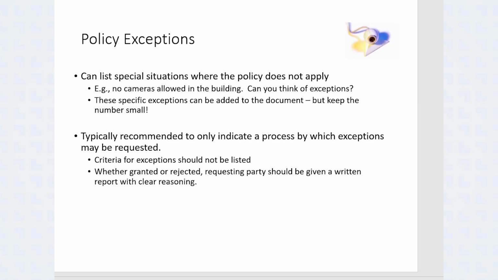Policy exceptions are specific special situations where the policy does not apply. So, if you have a statement like no cameras allowed in the building, you may have an exception that mobile phones are okay, even though they do have cameras on them. But you want to keep the number of specific exceptions quite small because it will negate the imperative nature of the policy statement.